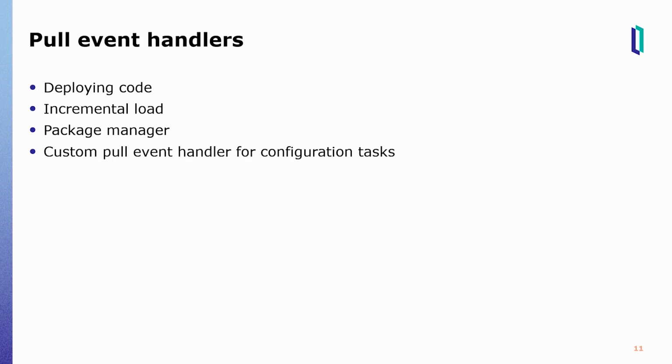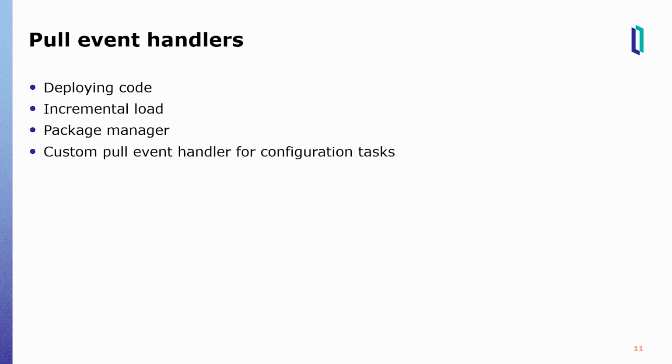The first one is incremental load, and that'll just load and compile those specific files that have been changed as part of the pull. The second one is a package manager strategy, and that'll do a ZPM load if your application is using the package manager. If you use the package manager, you know what that means. If not, you don't have to worry about it.